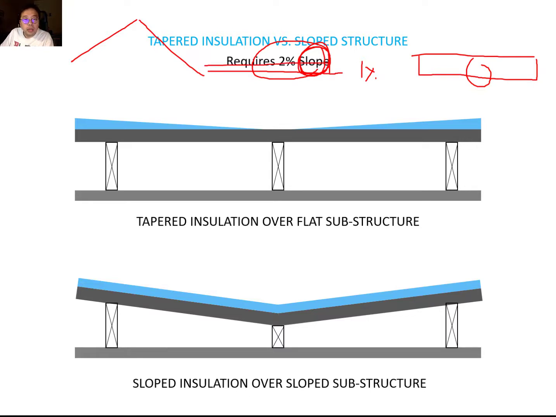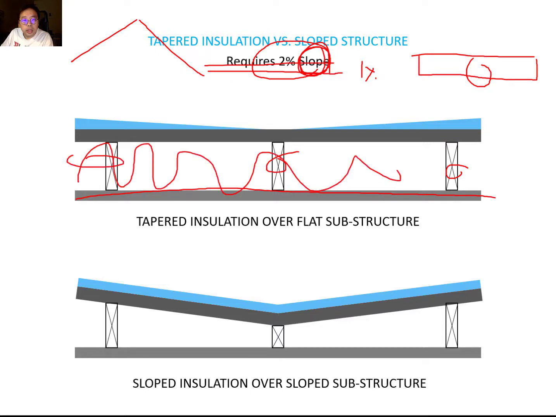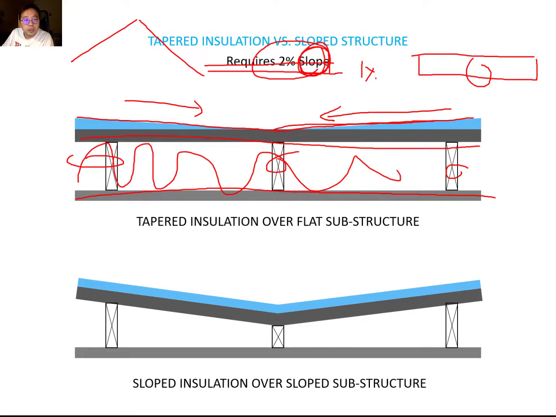But how do you actually make the 2% slope over the flat roof system? You can see this is a finished ceiling and the roof framing, and you can add the insulation here, and this is a substructure, and you can make a 2% slope or 1% slope by tapering the insulation. So it means you can actually drain the water out of your roof. In the next example, you can actually make the sloped insulation over sloped substructure. You can simply shape the structure in here and here.